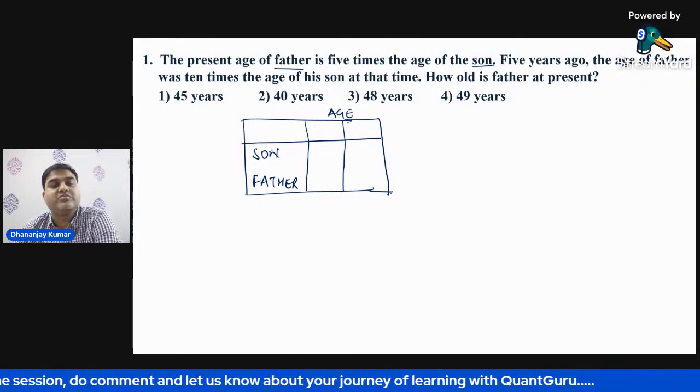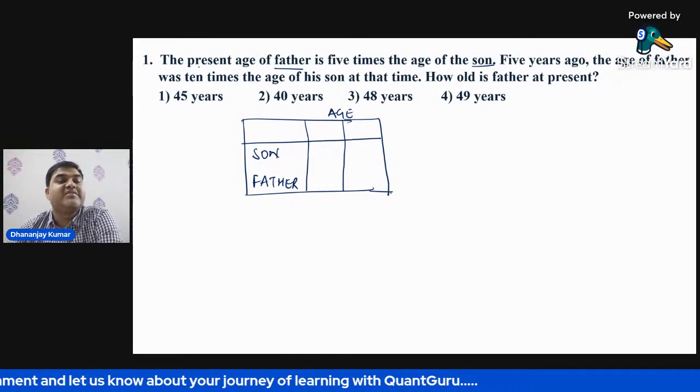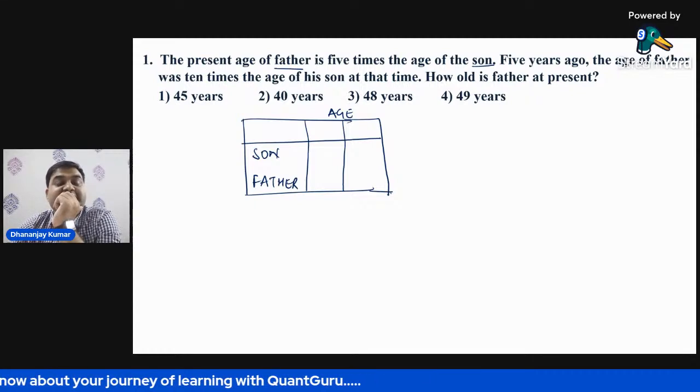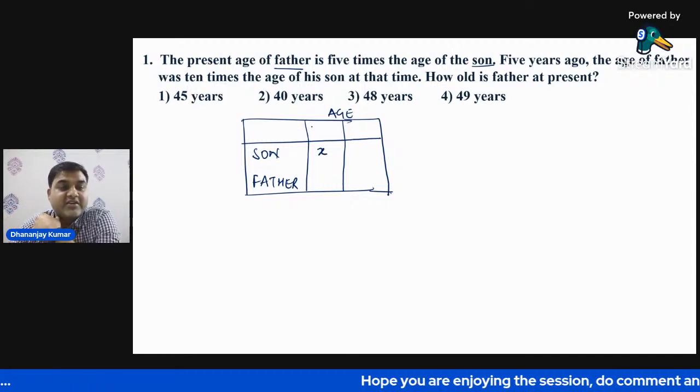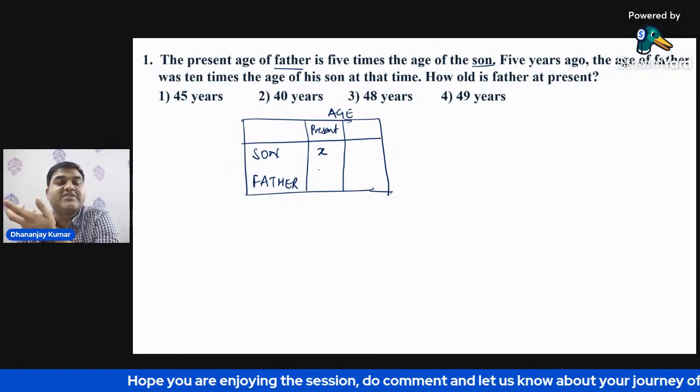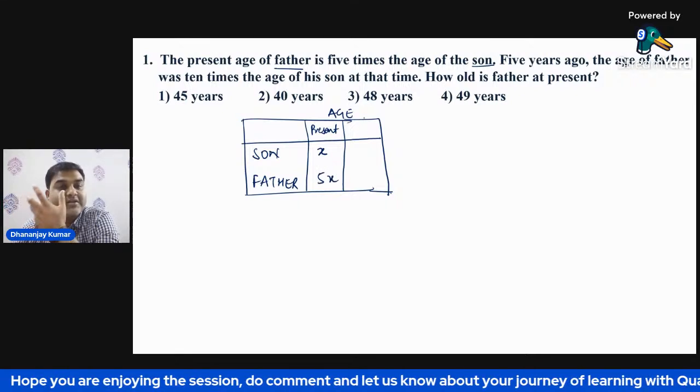Now see how to write. What is given? The present age of father is 5 times the age of son. Suppose son's age is x years. Here I am writing age which is in present. So what will be the father's age? Obviously 5x, 5 times.